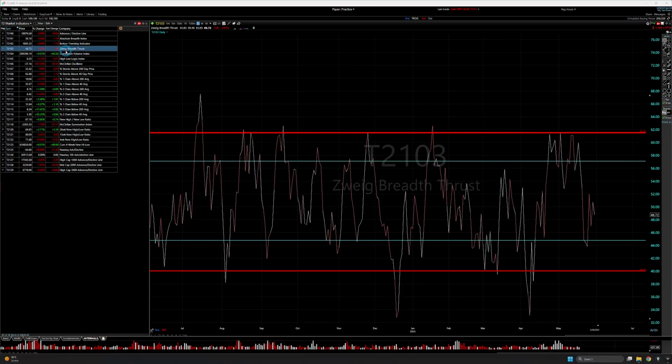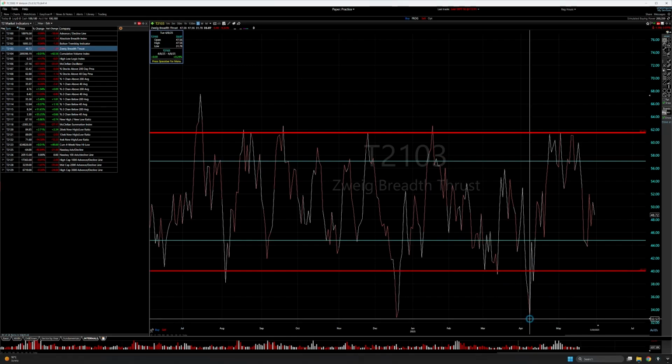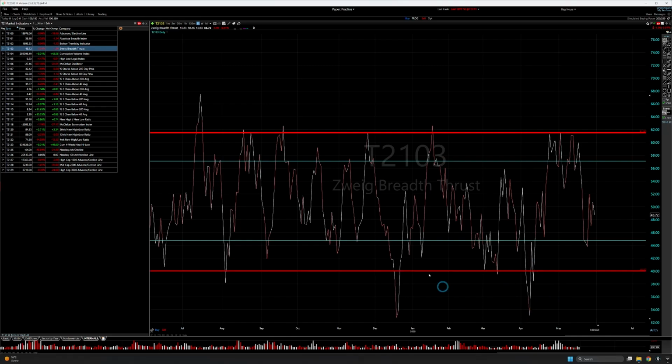So the first one is the Zweig breadth thrust. This is T2103 in terms of a ticker. That's just a reference that DC2000 uses for it. As you can see, I have two hard thresholds. One is 61.5, just about 62. The other one is at 40. And when the market moves below this line, I know that we're oversold. I'm expecting a bounce. So the last recorded one was about the 9th of April.